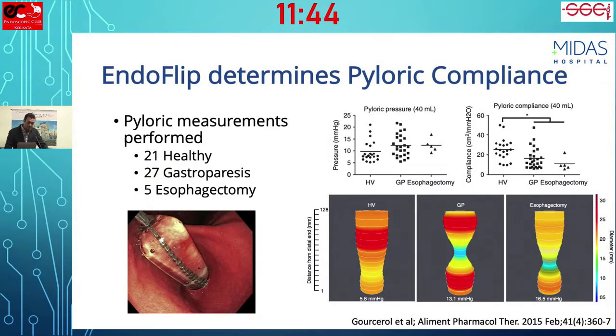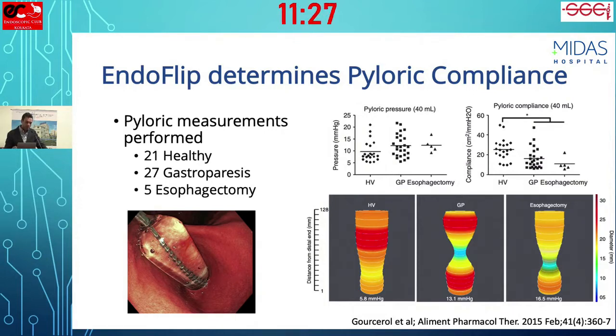Now, most recently, what we have are new tools. This is called EndoFLIP. Now, EndoFLIP is like a manometry catheter with a balloon. So the EndoFLIP has the ability to measure pressures, and they create these beautiful 3D images on the top and the bottom right of the screen.